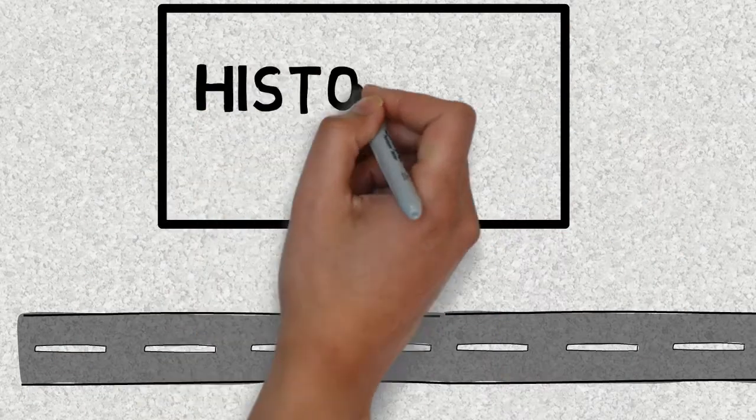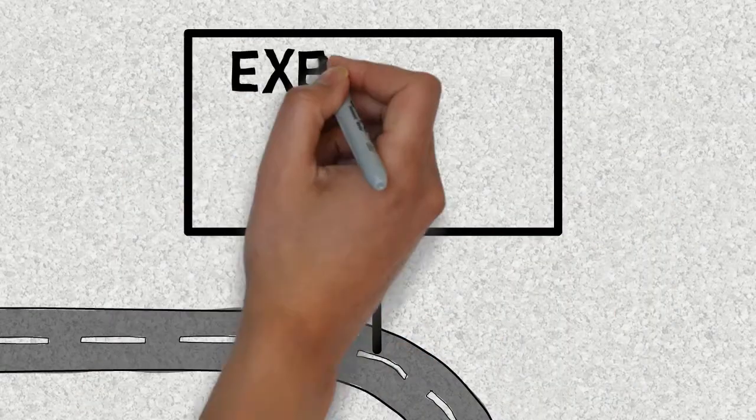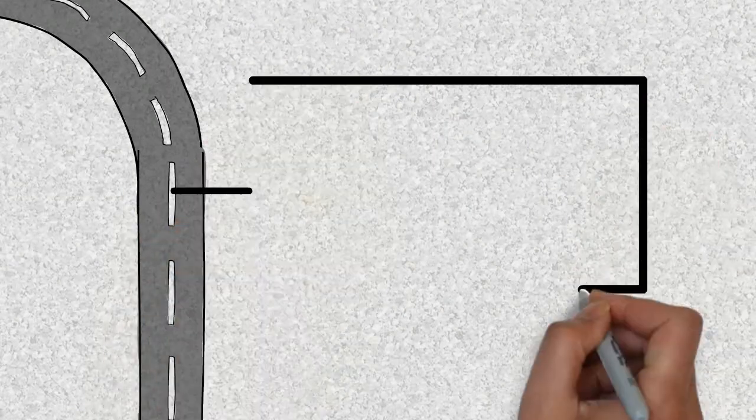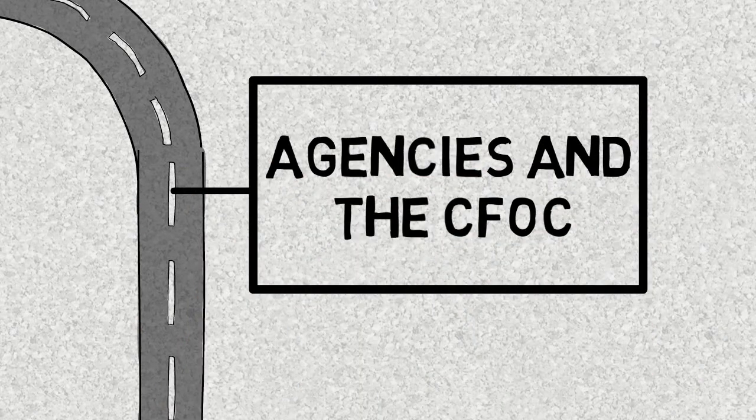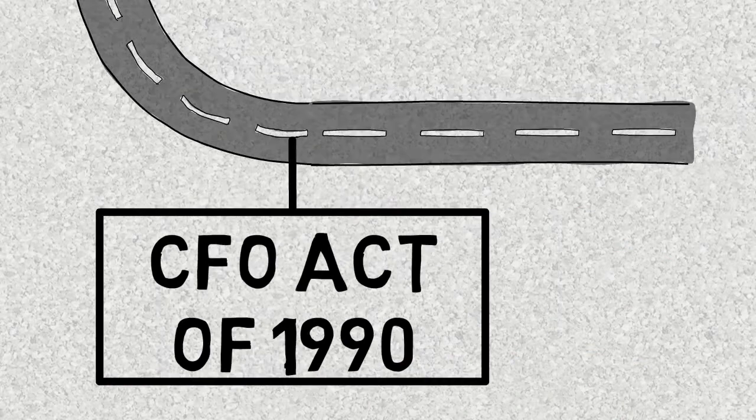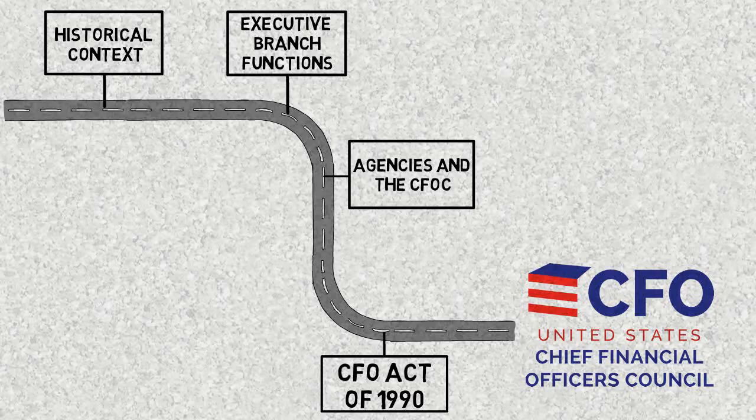But first, we'll guide you through some historical context, go over some executive branch functions, talk about the agencies that work with the Council, review the Chief Financial Officers Act of 1990, and then dive into the important role of the Chief Financial Officers Council.